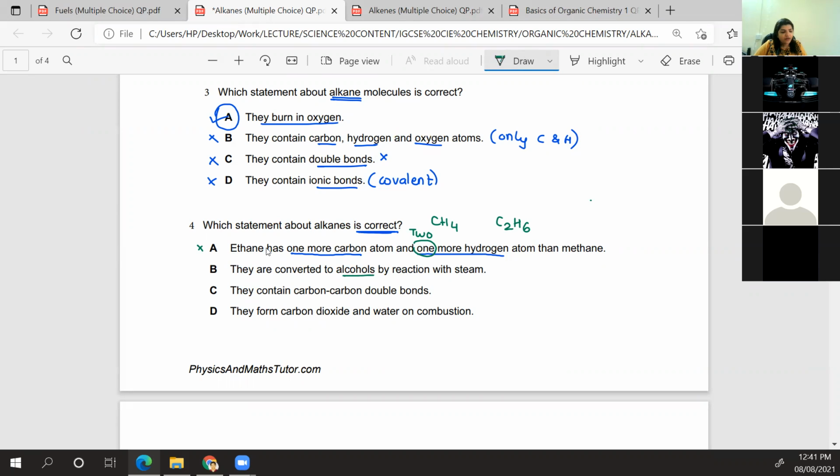They are converted to alcohols by reaction with steam. This is for alkenes and not for alkanes. Double bond adding water or steam will become alcohol. So B is incorrect. They contain carbon to carbon double bond? No, they contain carbon to carbon single bond. And they form CO2 and water on combustion. Yes, that's correct. For complete combustion, whenever they react with O2, they will form CO2 and H2O. So those who have written option D, that's absolutely correct.